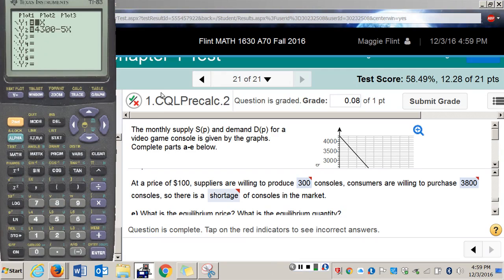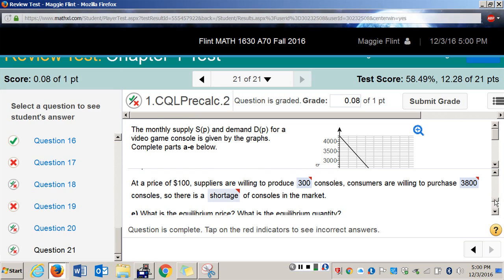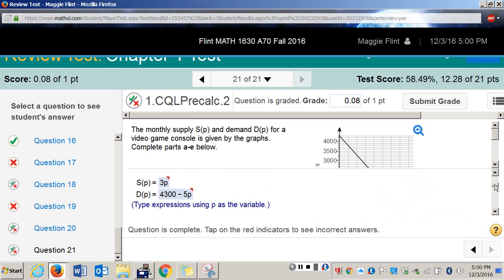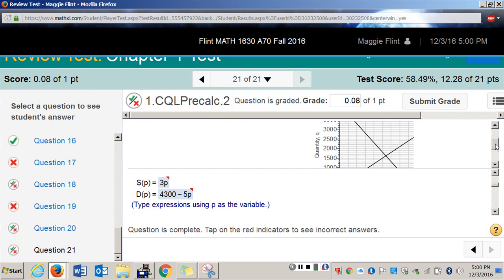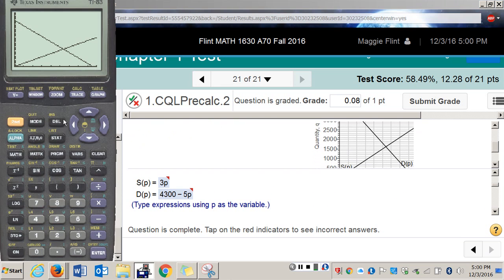Sorry for the pause. I had to realize what I had done on the screen because I wasn't getting the right graph. I had entered 300x instead of just 3x for the supply value. And in fact, it should have been 3x as shown there. So when I graph now, this is the window that I use, 0 to 900 for x by 100s, 0 to 5,000 for y by 100s. And on the graph, I do see a graph that looks very, very similar to what I see in the problem, and I need to find this intersection point.